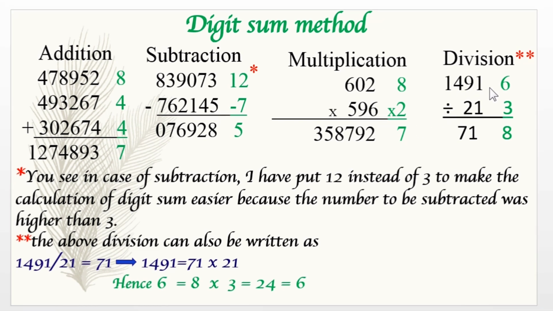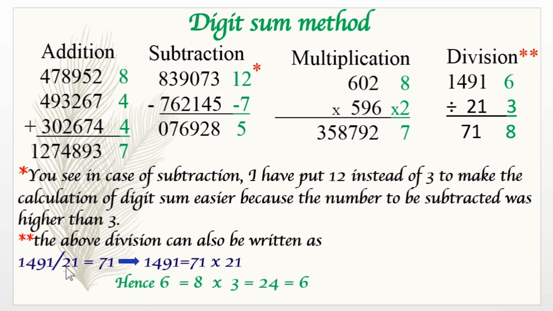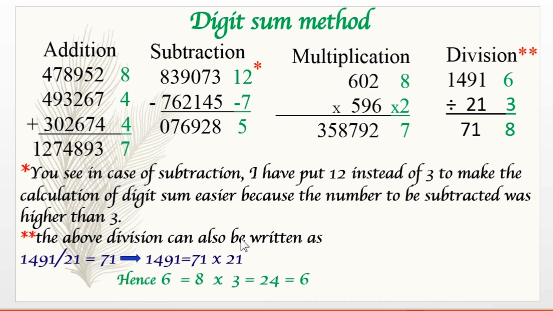Then comes the division. And in division we have divided 1491 by 21 to get the quotient equal to 71. Now here we are to take the help of this method. The above division can also be written as 1491 divided by 21 is equal to 71. Taking the 21 to the other side, we get 1491 equal to 71 into 21.